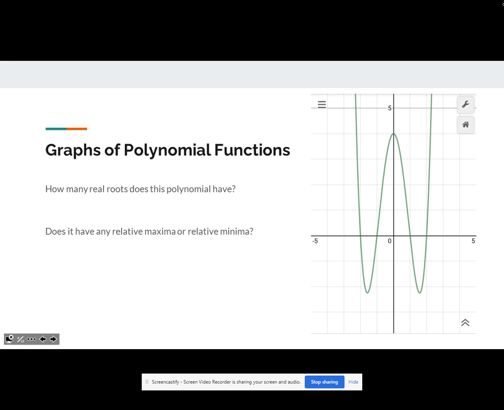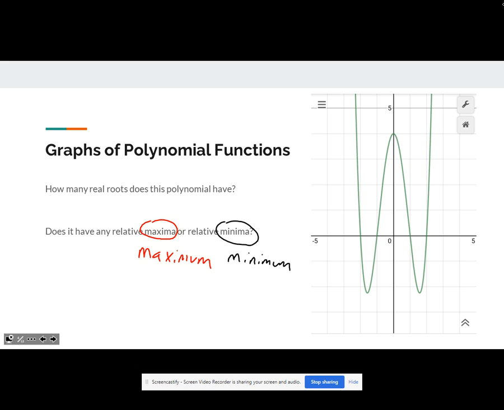So let's take a look at this graph over here. If you look at it, we've got two quick questions here. How many real roots does this polynomial have, and does it have any relative maxima or relative minima? Relative maxima, if you notice last time I used maximum, this maxima right here is just the plural form of maximum. And same with minima, that's just the plural form of minimum.